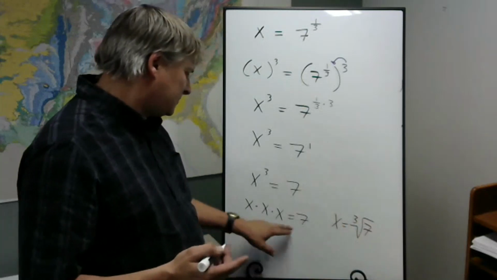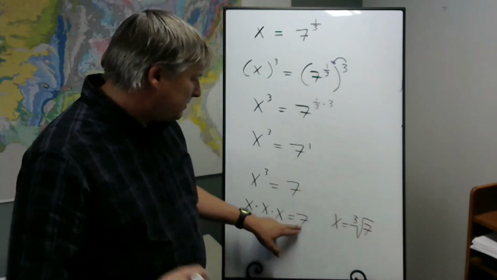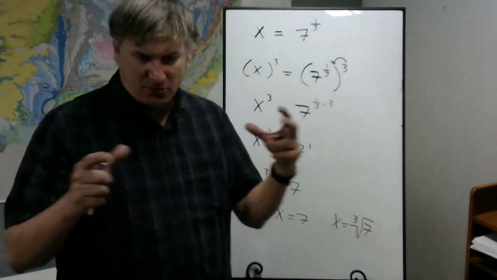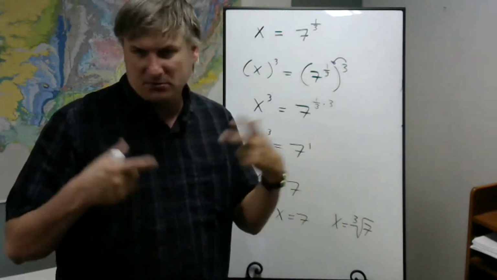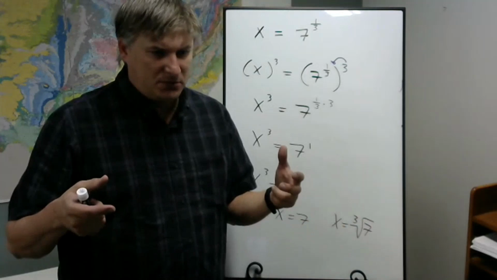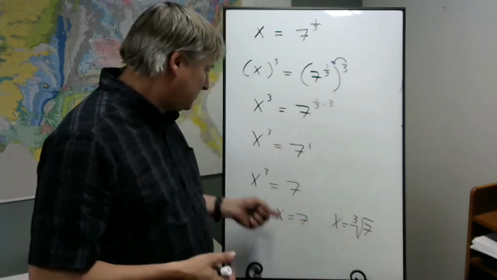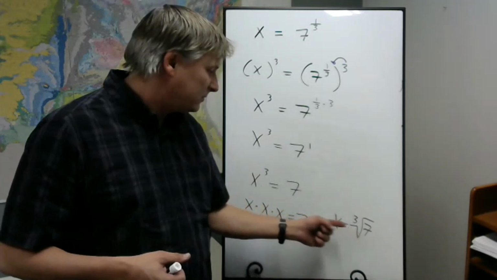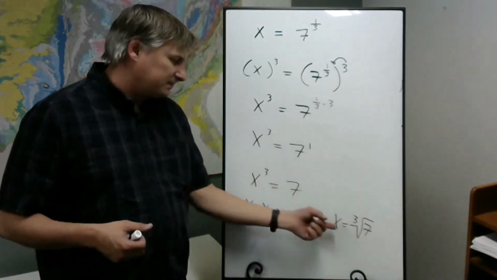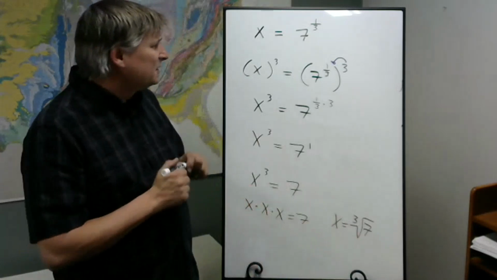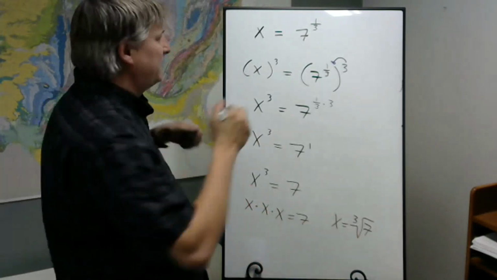For example, if this was 8, we would know what x would be. What number, if you take 3 of them and you multiply them together, you get 8. Well, that means the cube root of 8 would be 2, because we know that this would be 2, 2, and 2. So the cube root of 8 would be 2. Now, we don't know the cube root of 7. That's a whole other conversation. But let's keep an observation here.